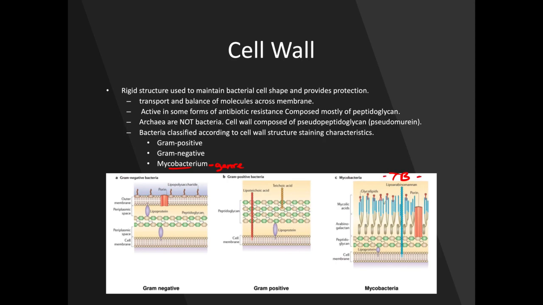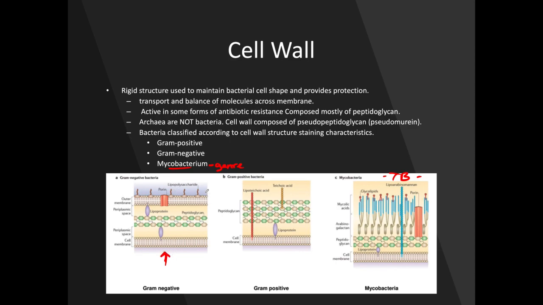And mycobacteria are very similar to gram-negative bacteria, but they have an additional compound in their cell wall. So I'm going to go through these three little diagrams real quick to introduce you to mycobacteria, and then we'll get more into detail on gram-positive and negative. So you can see here in this diagram, a gram-negative bacteria is first. So here's our gram-negative right here.